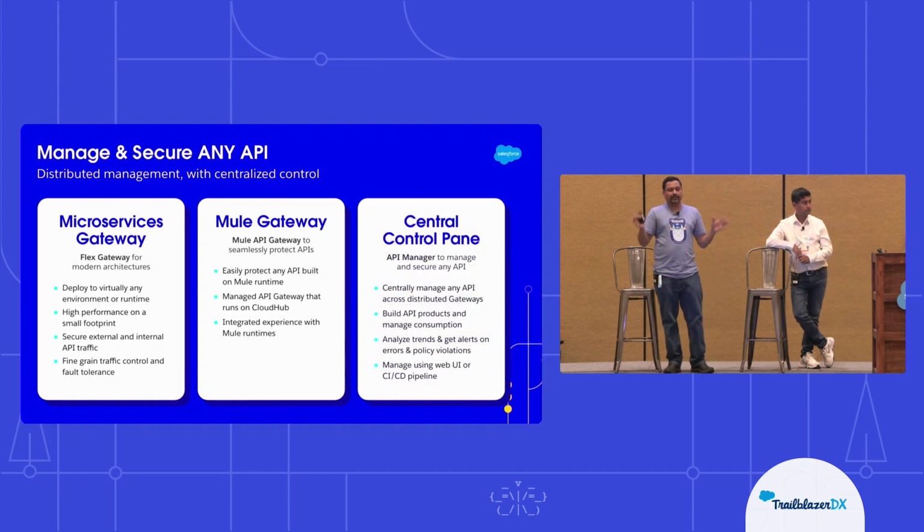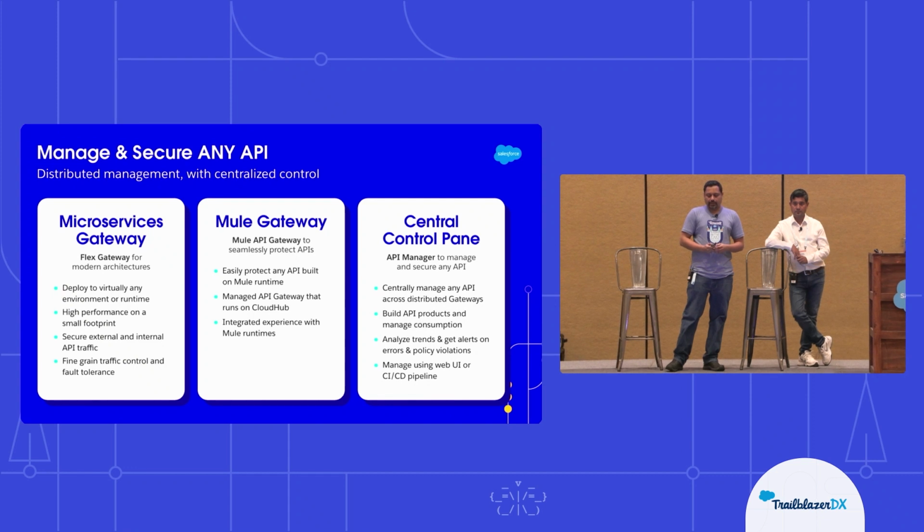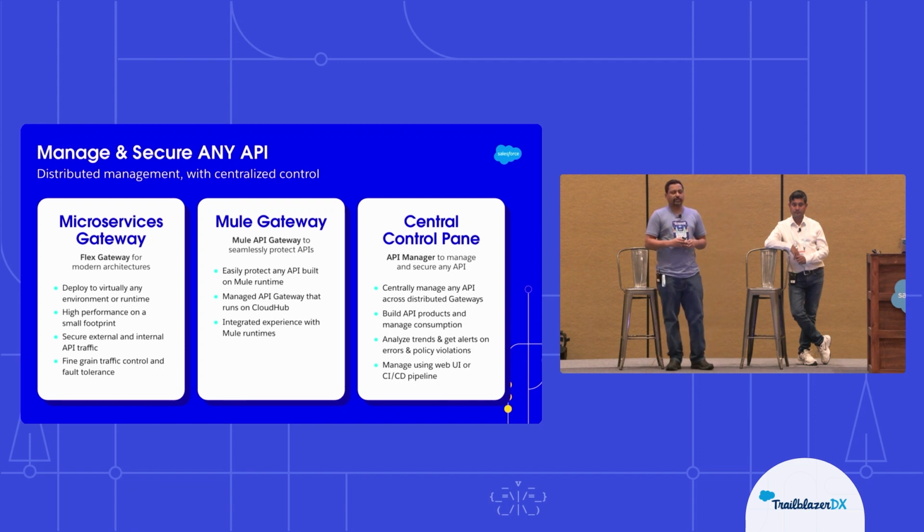Now we have a central control plane on API Manager to manage all these APIs that are protected by these two gateways. Now, you can analyze different metrics that are available from these gateways, as well as the applications that are being run under these gateways. And you can also have a web-based UI to manage these gateways. Of course, for all these gateways, you have the capability to also use CI/CD pipelines to manage them.